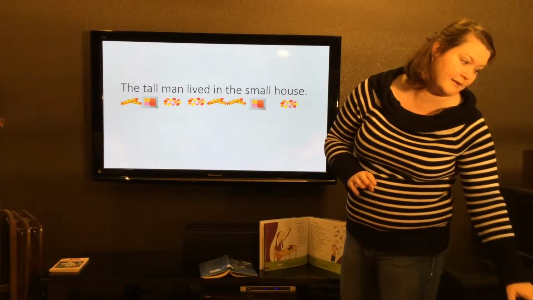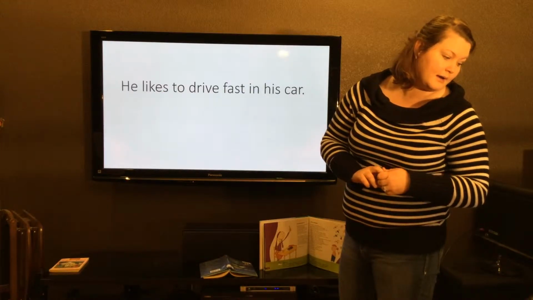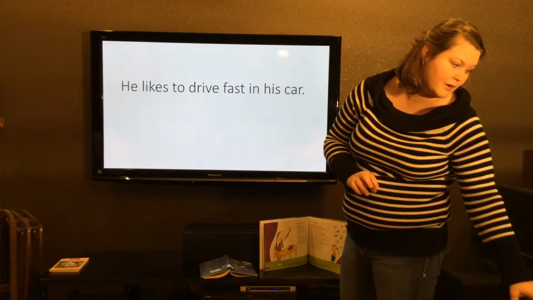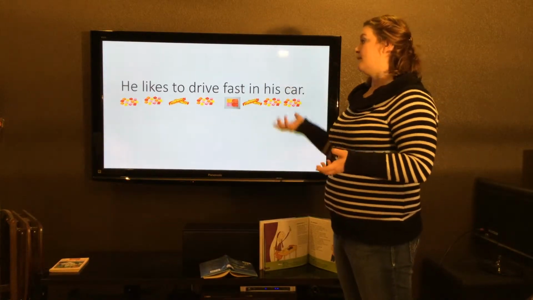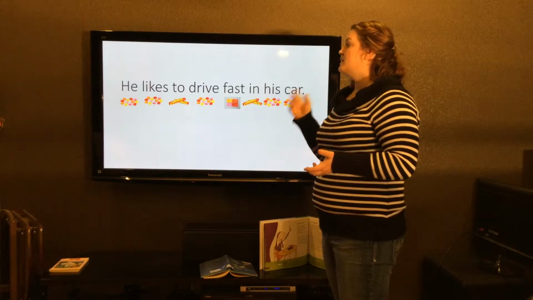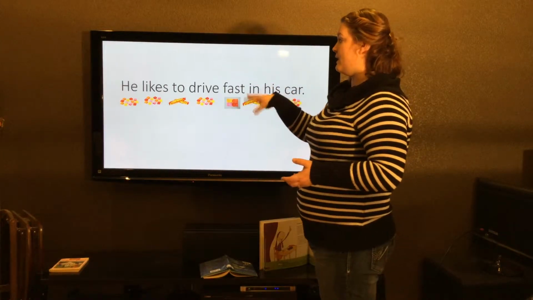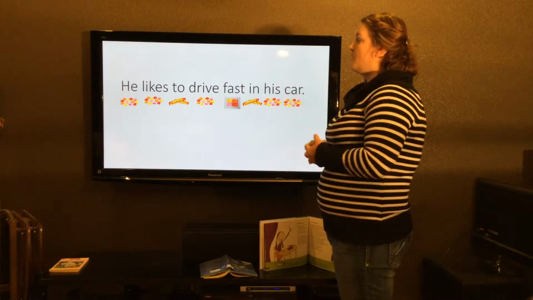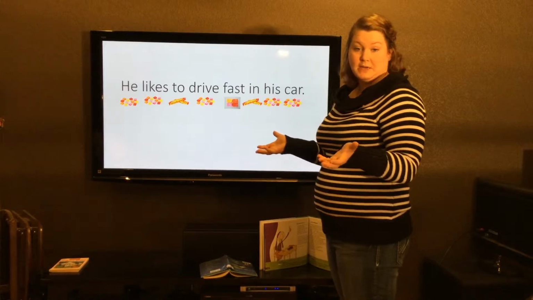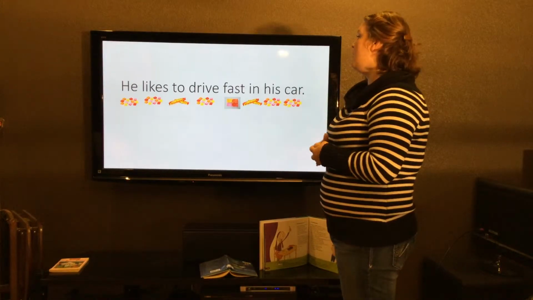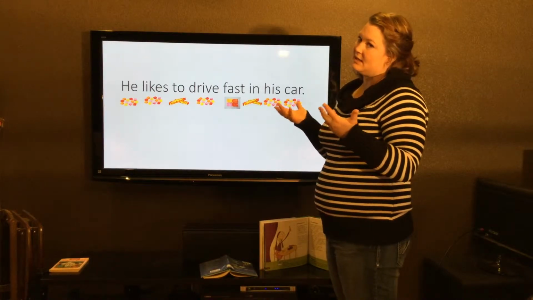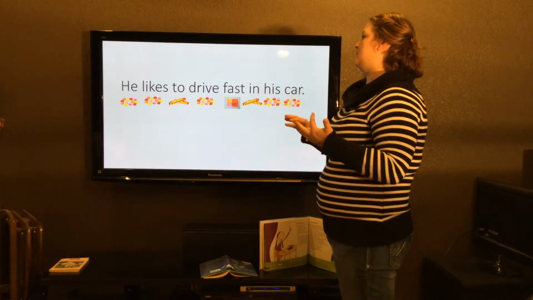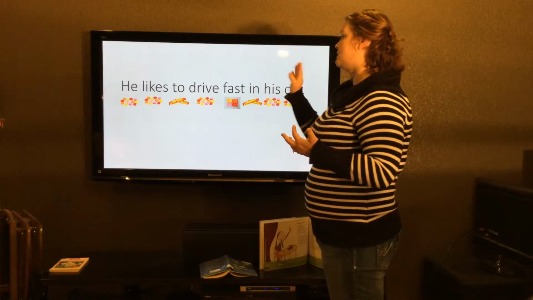Next thing we're going to look at is another sentence, really quick, just to review what we just talked about. Okay, so we have the word he. So that tells us a lot of information. So we have a candy word. He likes. Likes tells us what he's doing. So he likes something. To drive. Well, to doesn't really give us any information. It's kind of just there to connect the sentence. So drive. So he likes to drive.